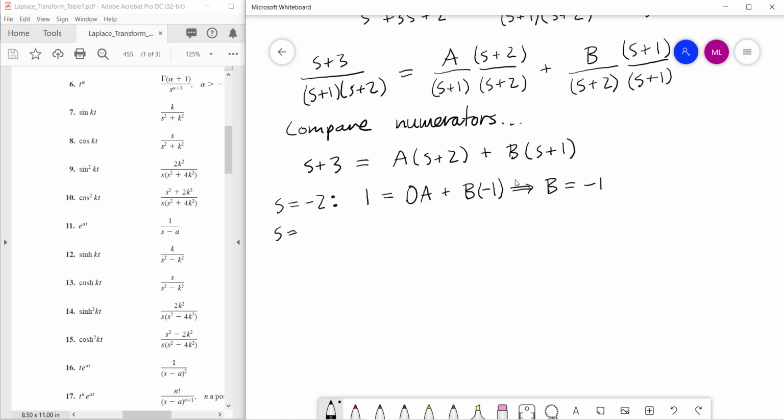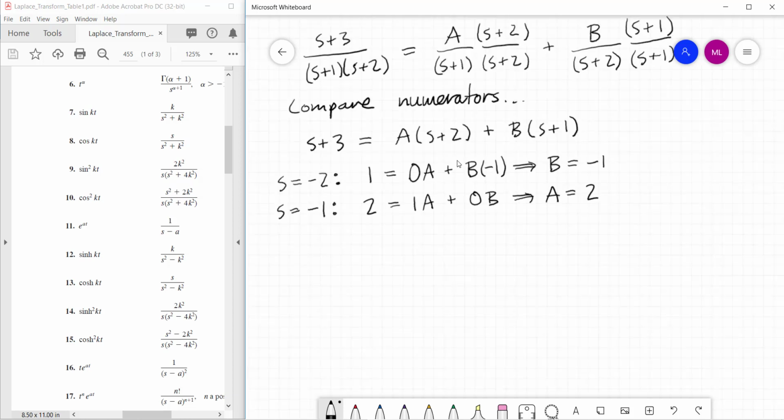And if we plug in another convenient value, say -1, that's going to kill off this term. On the left-hand side, when I plug in -1, we will get 2, so -1 plus 3 is 2. And over here, -1 plus the 2 will give me a positive 1, so I'm going to have a 1a plus this one will give us a 0b. And so now I need to figure out what a is equal to, and according to this, a has to be equal to 2.